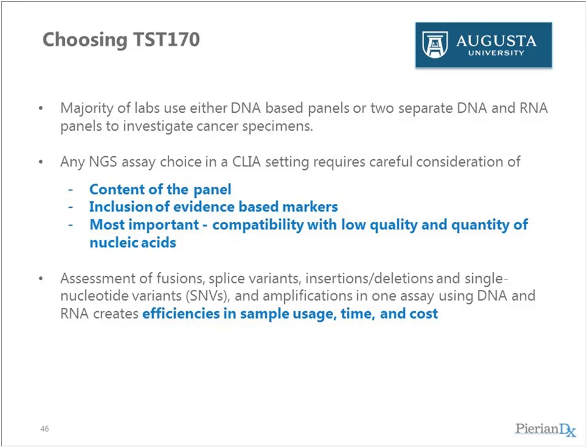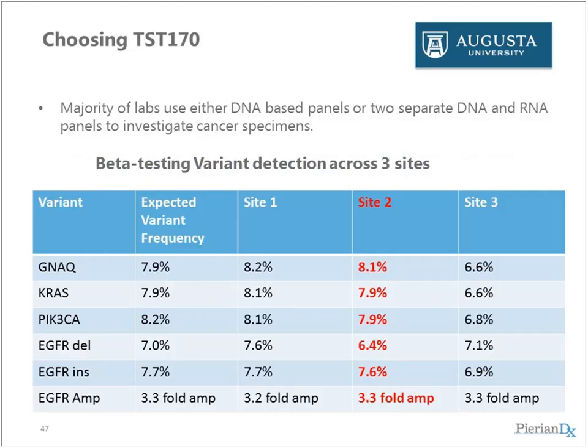So when Illumina presented to us the content of the TST-170 assay in March of, I think, 2016, it was really helpful to go through, and I was very happy to see what the content was. I mean, the assessment of fusions, splice variants, insertions, deletions, SNVs, and amplifications in one single assay, looking at both DNA and RNA, definitely creates efficiencies in sample usage, time, and cost for us.